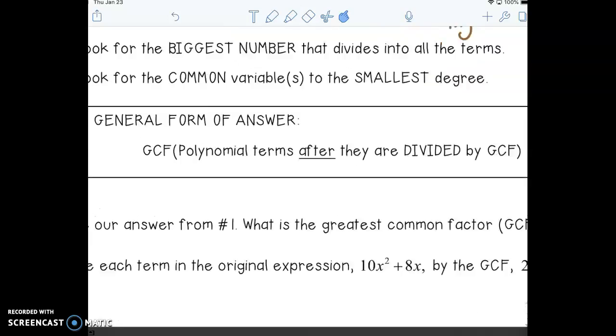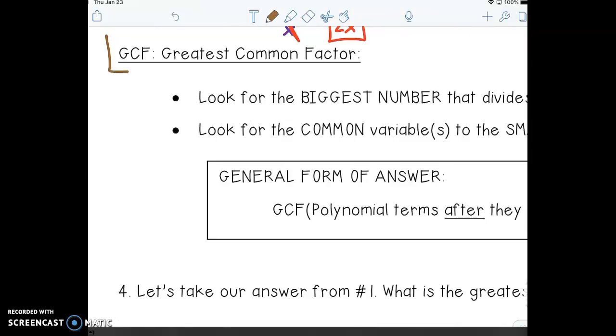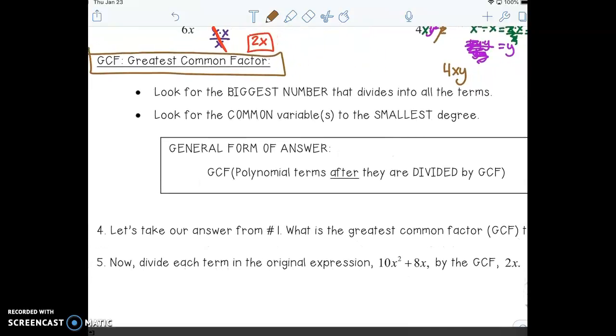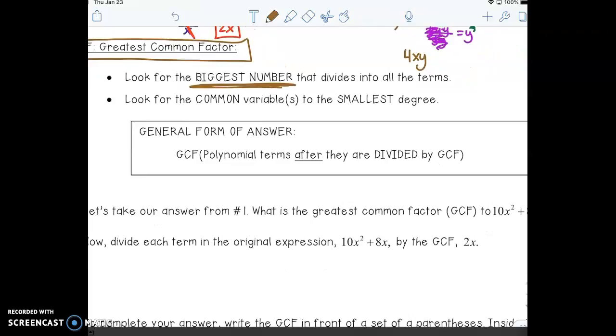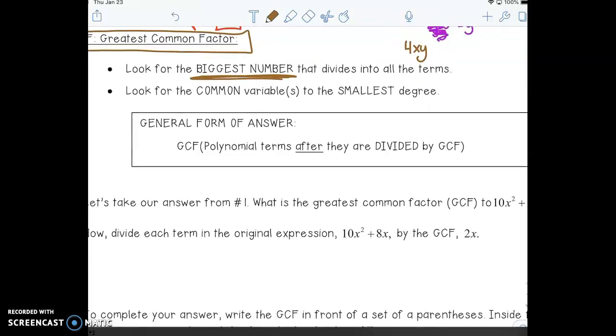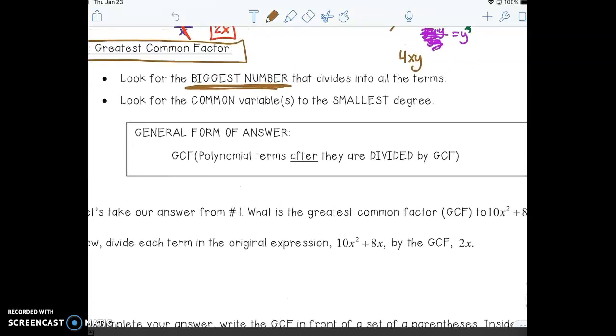Okay. When I'm looking for the GCF, this is academic vocabulary, you need to know it. I'm looking for the greatest common factor. I'm looking for the biggest number that they have in common. Más grande. That divides into all of the terms. Look for a common variable that is the smallest degree. So I'm looking for all of those letters that are the same. So if I have x and x squared, they have an x in common.